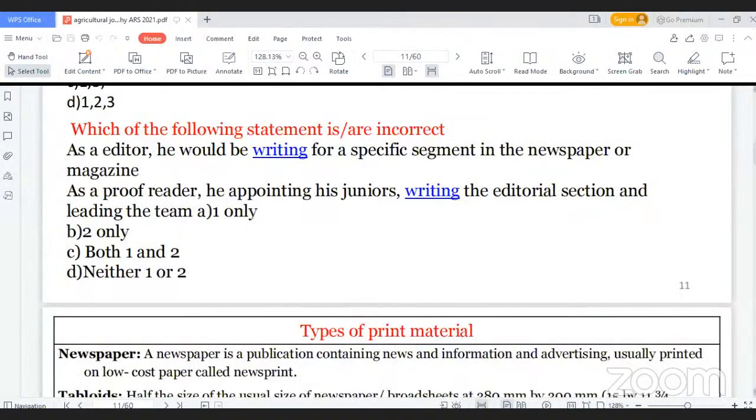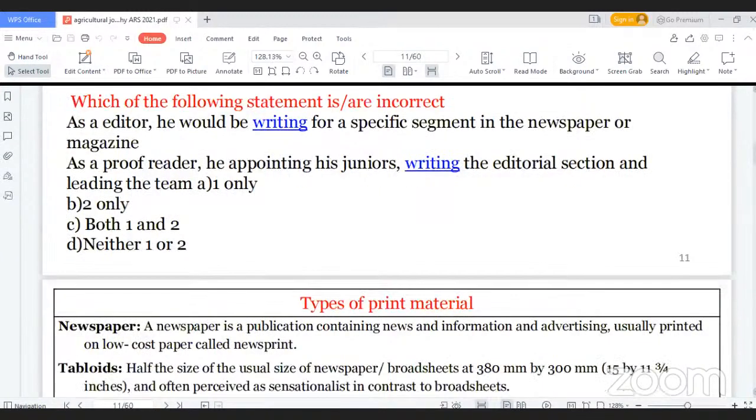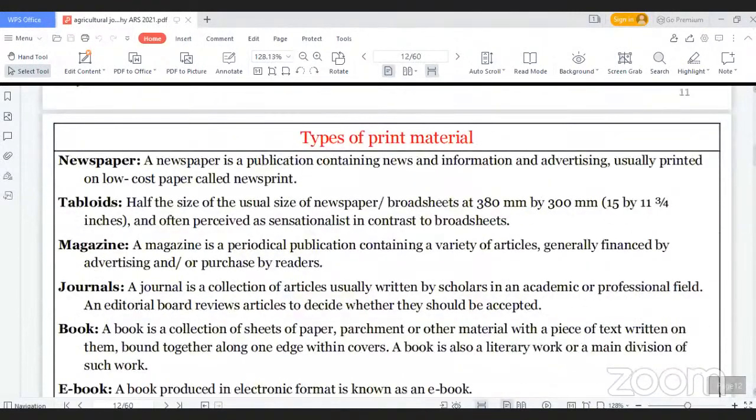Which of the following statements is correct? An editor is generally appointing his juniors, but a proofreader is generally for reading typographical errors. Then there are different types of print material, and now we can learn about different types of print journalism, which is important for your exam: newspaper, journal, booklet, pamphlet, bulletins, all these things.